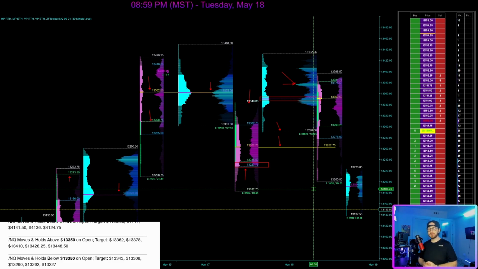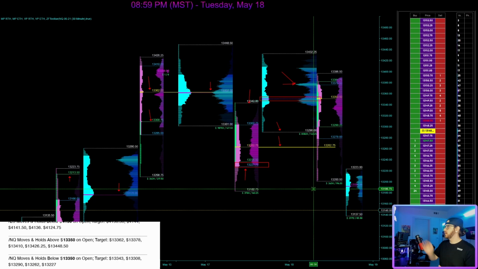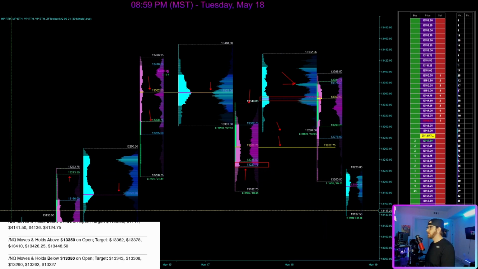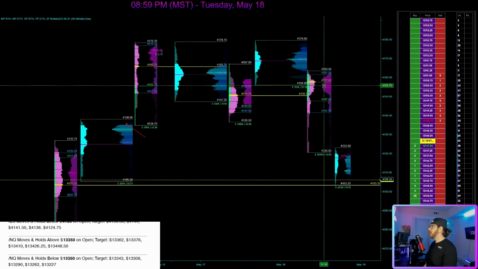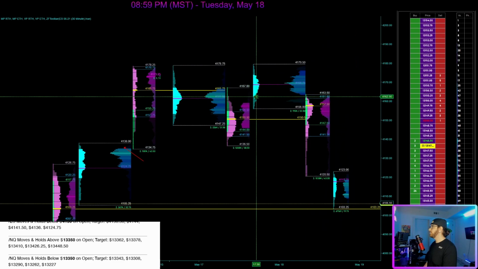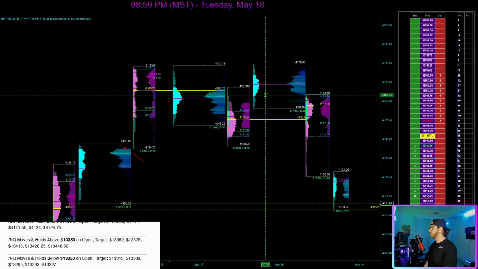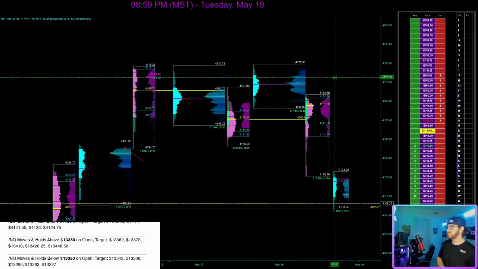We got a little bit of upside push. We got rejected once we, on NQ, got into the value area high region of the overnight. And on ES, we couldn't even get above the value area low of the overnight session, which is pretty bearish, fairly alarming, I will say.